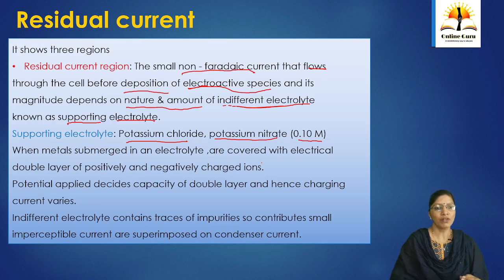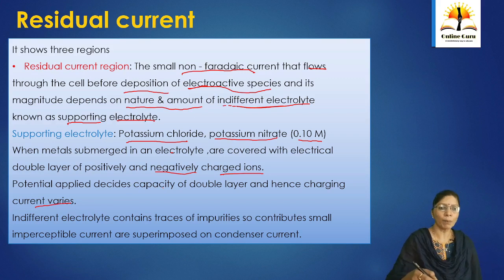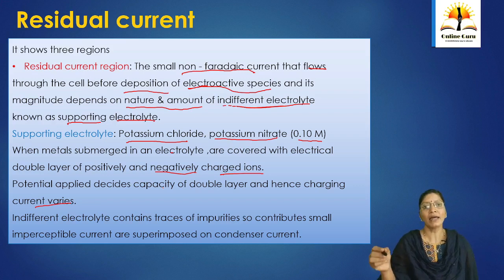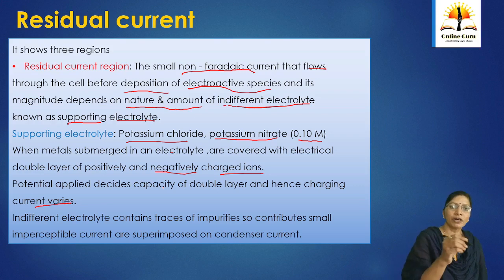So metal, when submerged in an electrolyte, is covered with an electrical double layer of positively and negatively charged ions from the supporting electrolyte. So the potential applied decides the capacity of the double layer and hence the charging current varies. So the initial process of charging will be dependent upon the capacity, applied potential magnitude and supporting electrolyte. This is also called capacitive current, alright, or charging current.